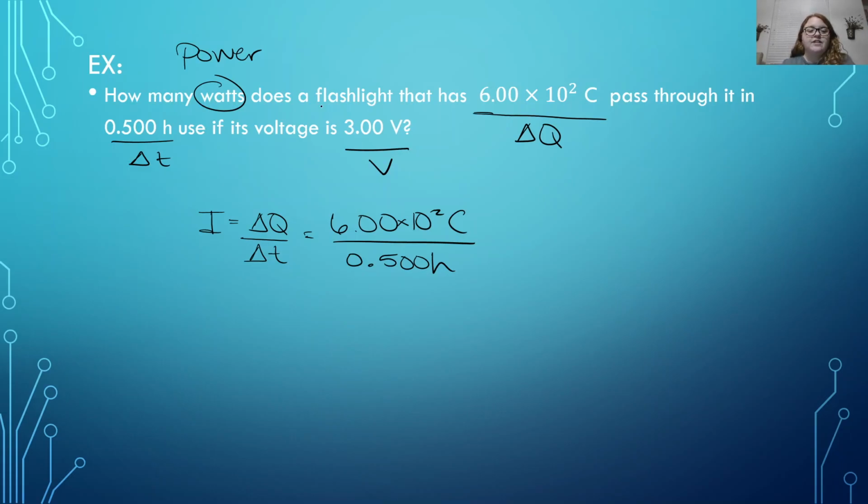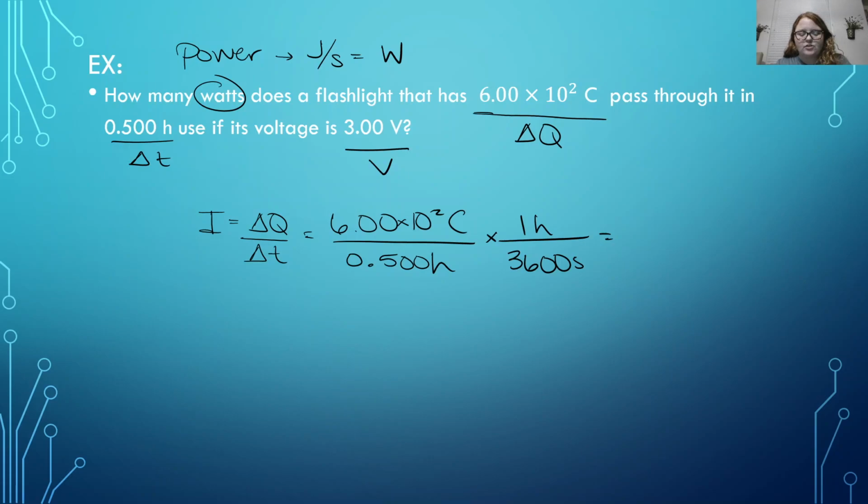Whenever we're trying to find watts, that is joules per second, so one watt equals one joule per second. So we need to convert this hour into seconds. Bear with me here. We have 1 hour, and in 1 hour we have 3,600 seconds. That's something that I've just memorized over my time. All right, so let's go ahead and do that.